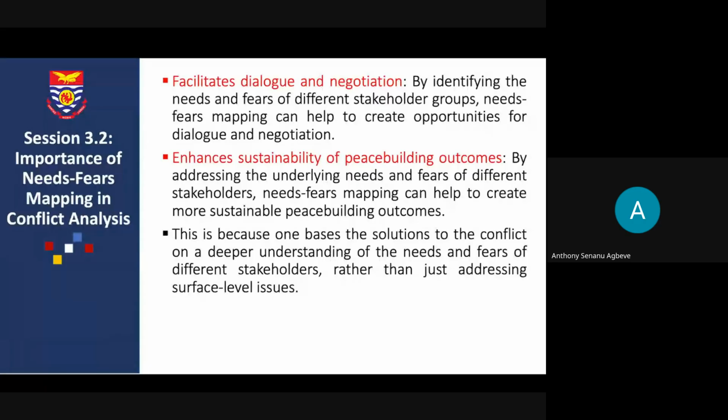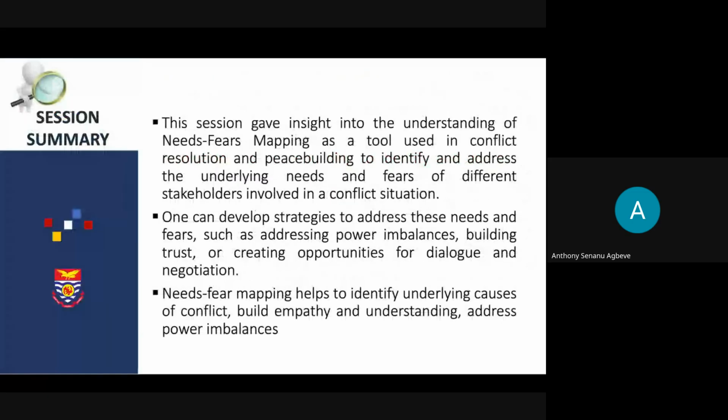So the needs fear mapping brings that kind of sustainability for peace building outcome. So at the end of the day, whatever recommendations are made, both parties will abide by it. So these are some of the benefits of the needs fear mapping conflict analytical tool.